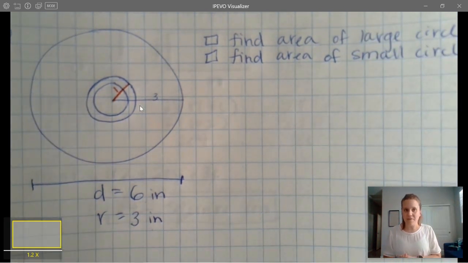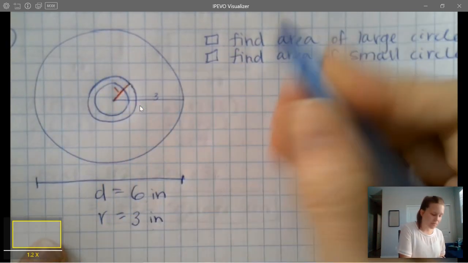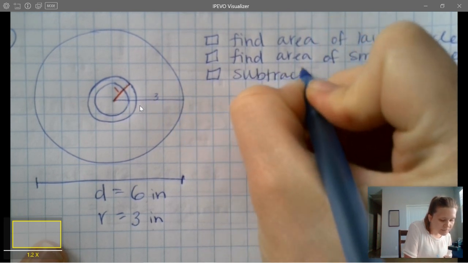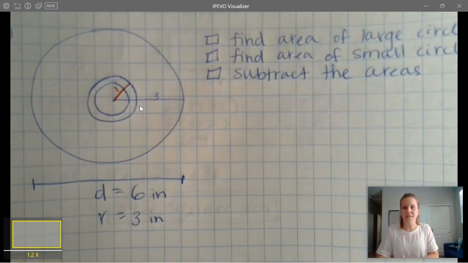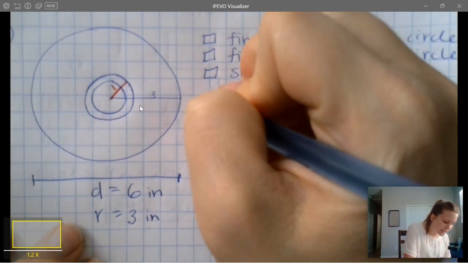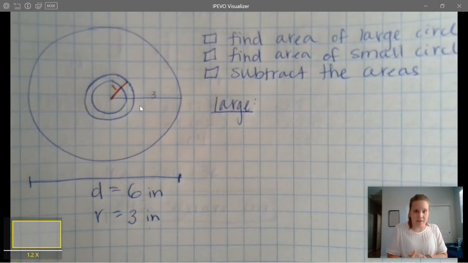And then once I have those, I'm going to take away the area of the little circle from the area of the big circle to find how many square units are covered by the tape. So take away is subtract. I'm going to subtract the areas. Okay, we're going to do part of this together and you're going to finish part of it on your own. We're going to do the first step together. Let's find the area of the large circle. So I like to label my work.